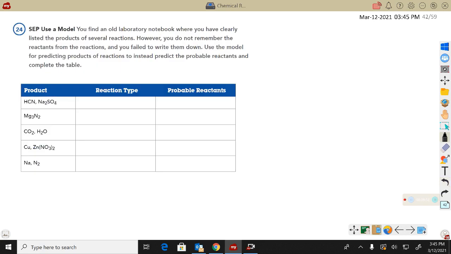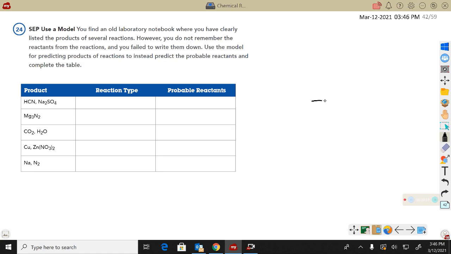Now this last question here, number 24, is kind of backwards in that they give you this chart and they're telling you the products, and they want you to go backwards and figure out what the reactants could have been. Probable reactants. Ugh, weird. Okay, well, let's see if we can figure some of these out.